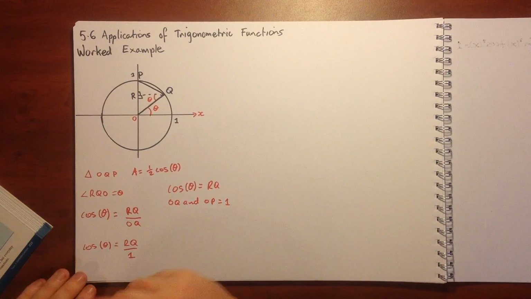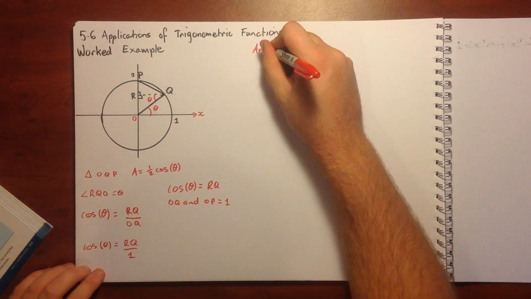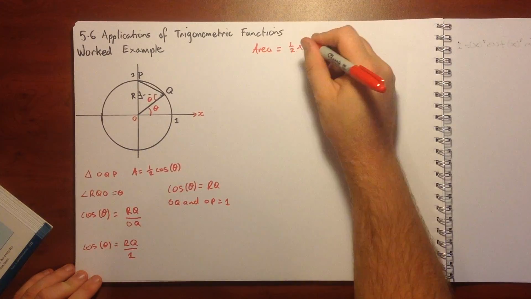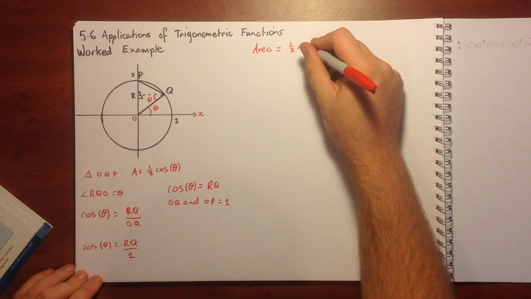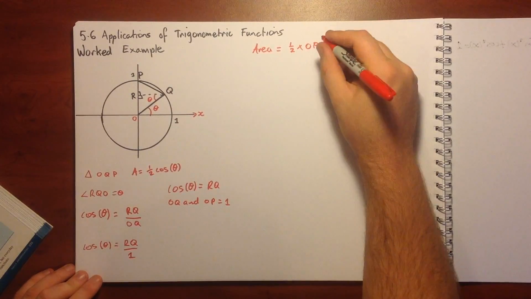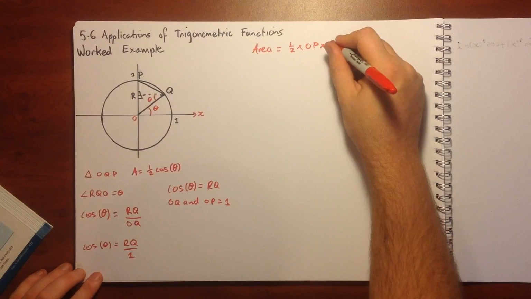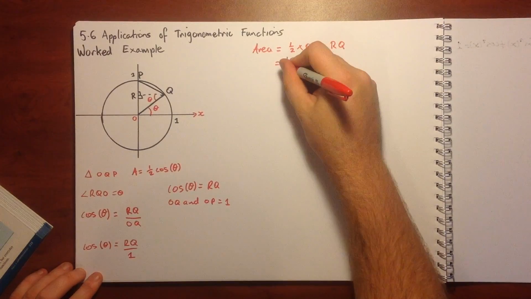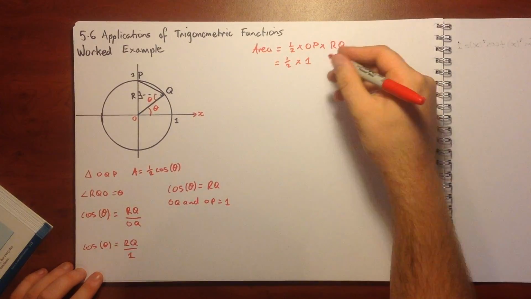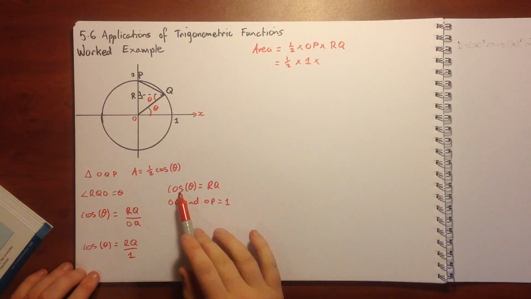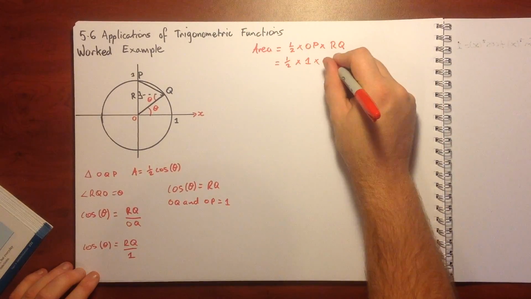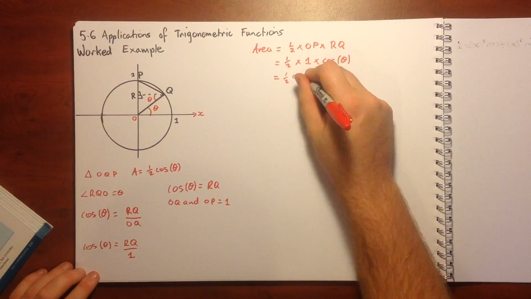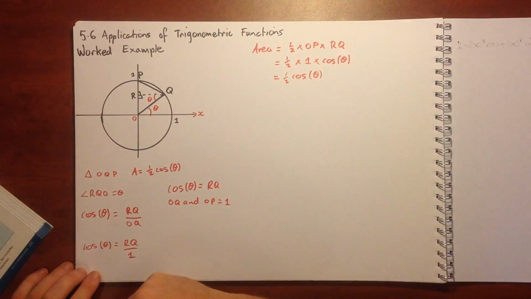So our area equals a half times our base, which is OP, times our height, which is RQ. Now we know OP equals 1, so we have a half times our length of OP, which is 1, times RQ. We just said a minute ago that RQ is equal to cos theta. So our area is equal to a half cos theta, as required.